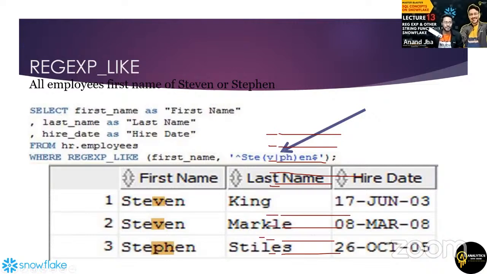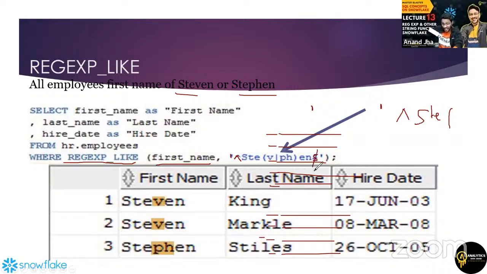So which command will you use? REGEXP_LIKE. Give the first name, comma, and then your regular expression should always go into single quotes. I've explained this already. It should start with S, so for the starting part you'll give the caret. Then S, then T, then E. And it can be either Stephen or Steven. So S-T-E, then V, the logical OR operator, P-H, E-N, followed by the dollar sign.